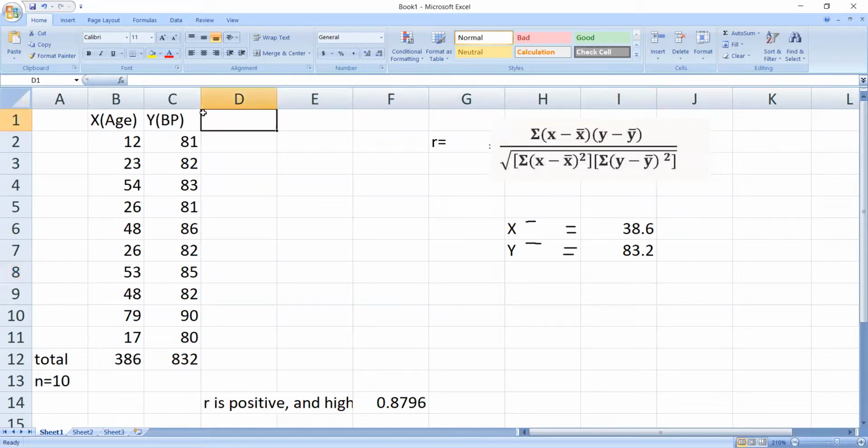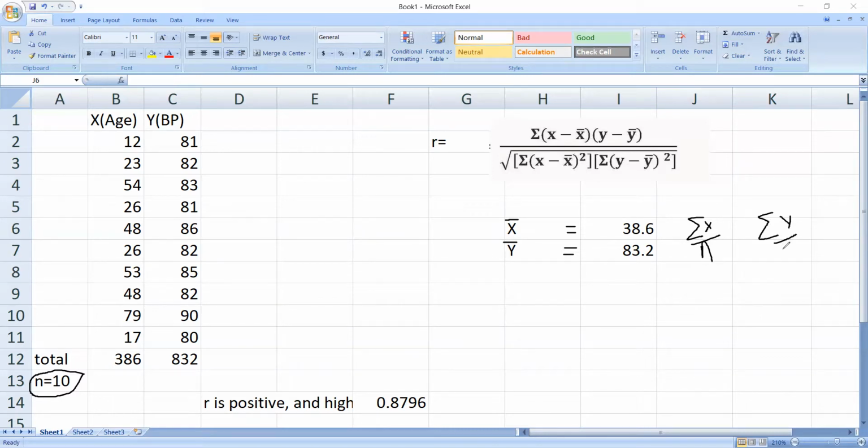Sir, can you please explain the x bar? How did you get the calculation? X bar is the mean. What is the formula to find the mean of a variable? If you have x given to you, the sum of x divided by the number of observations, because it is raw data. Yes. So the formula is total of x divided by n. We have already computed the totals. Total of x is 386, total of y is 832, and n is equal to 10. So x bar is sigma x by n, y bar is sigma y by n. They come out to be numerically equal to 38.6 and 83.2. So I got the mean.